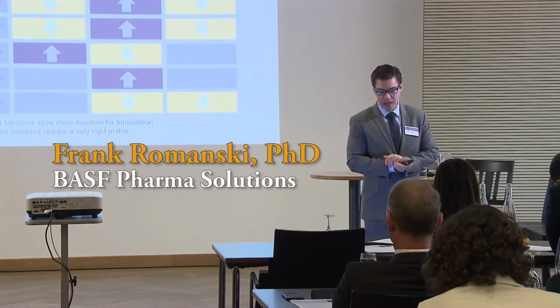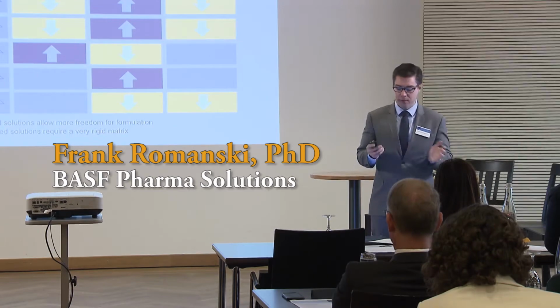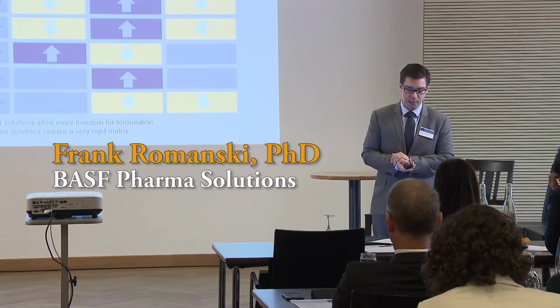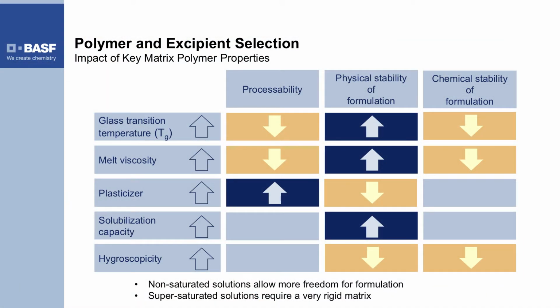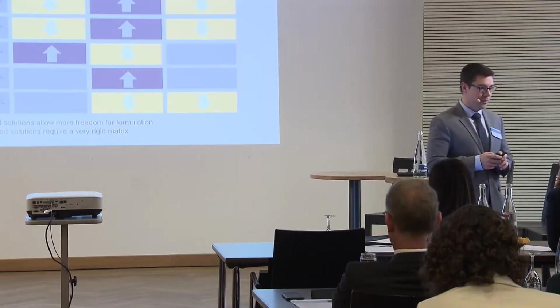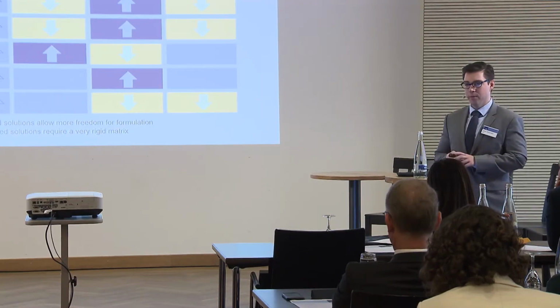Here are some key parameters when looking at this. So glass transition temperatures, melt viscosities, plasticizers, and you can very clearly see that as you improve the physical stability of the system, you tend to decrease the chemical stability of the system. So it's a very important interplay to try and make this into an ultimately processable but a stable formulation over time.